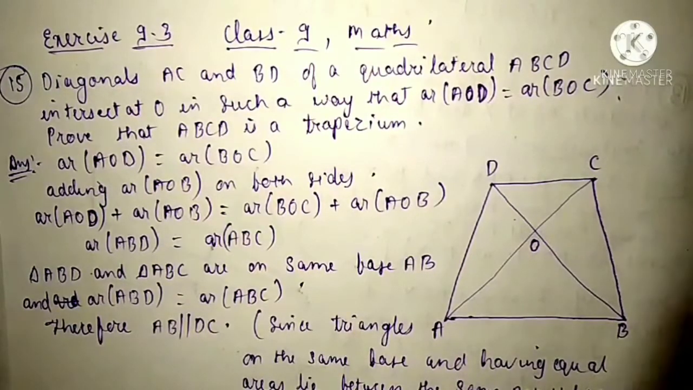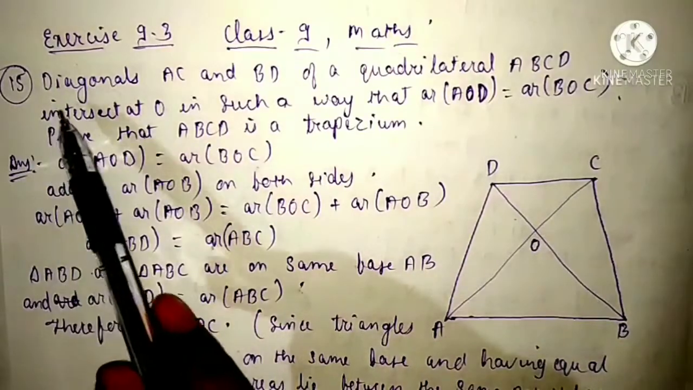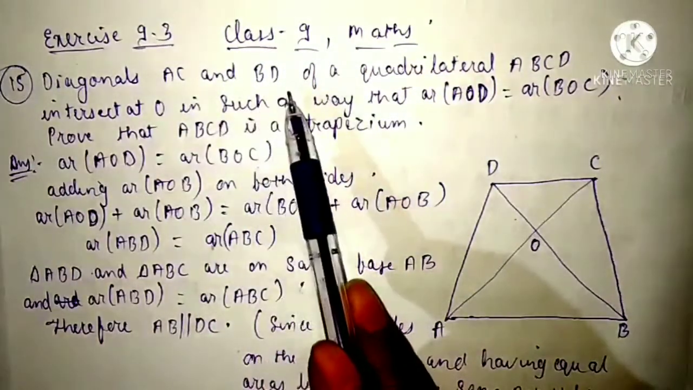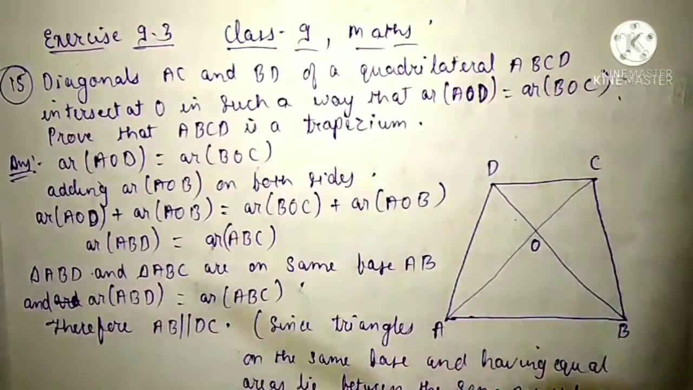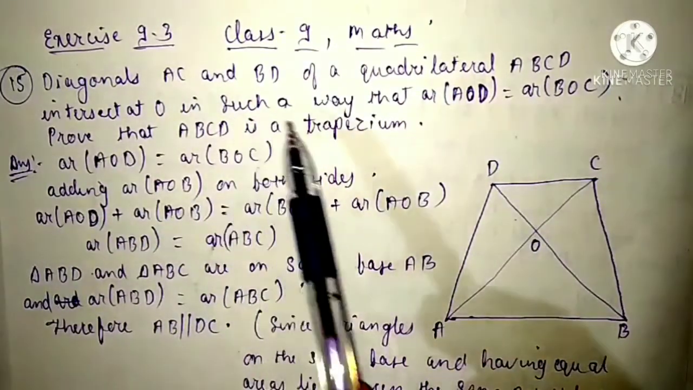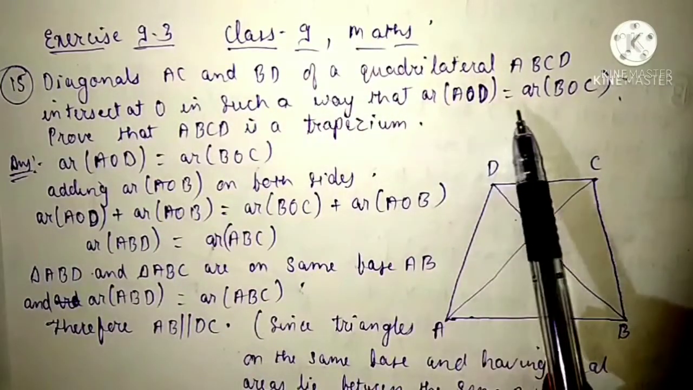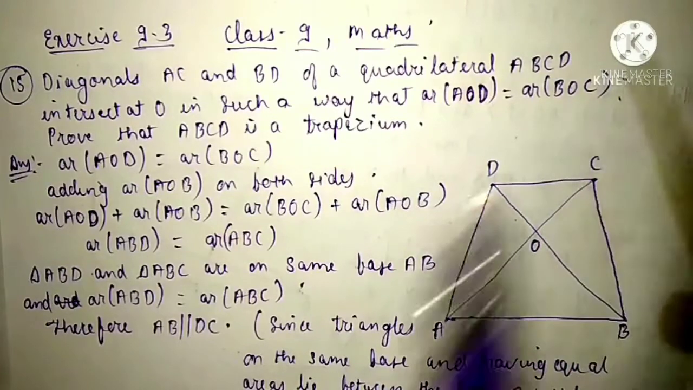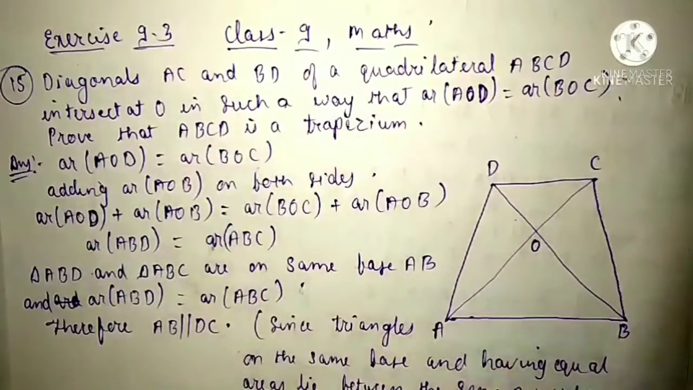Now see the 15th question. Diagonals AC and BD of a quadrilateral ABCD intersect at O in such a way that area of AOD equals area of BOC. Prove that ABCD is a trapezium.